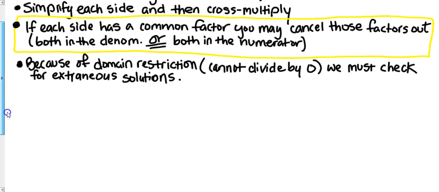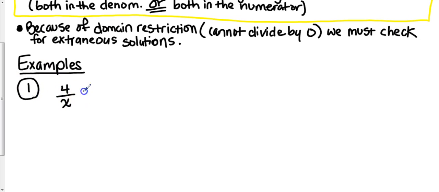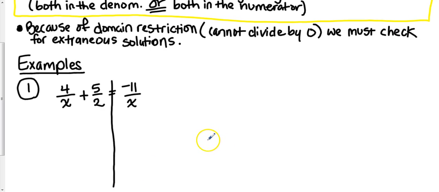In our day 1 notes, we'll be covering 2 examples. Here's number 1. 4 divided by x plus 5 divided by 2 equals negative 11 divided by x. So using our prior knowledge of adding, we know that we need to have a common denominator. Here, what will our least common denominator be? And I'm hoping we're all saying 2x.